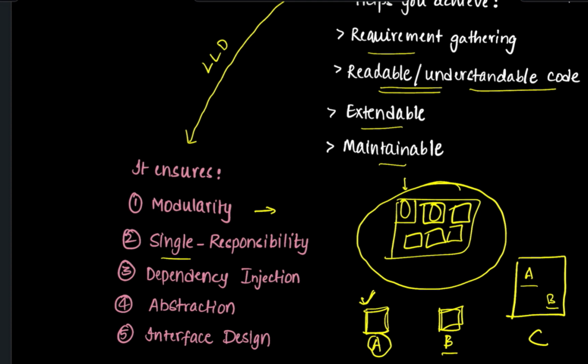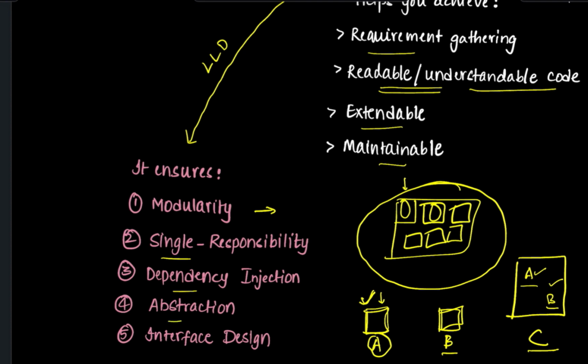So in case A fails, we'll know that the problem is within A. But if C fails, it will be hard to identify whether the problem is within A or B. Next is the dependency injection. Now, this dependency injection helps us facilitate the mocking or stubbing for unit tests.